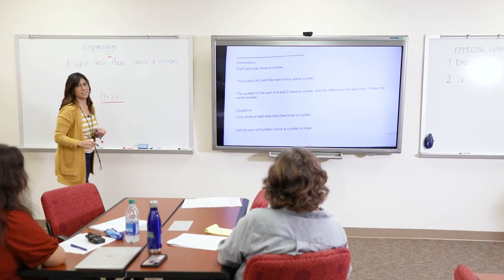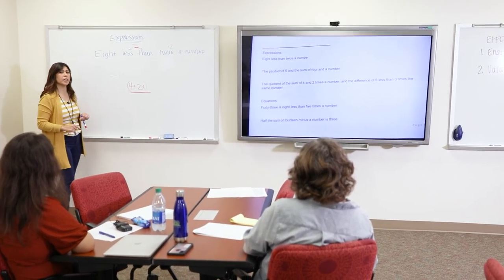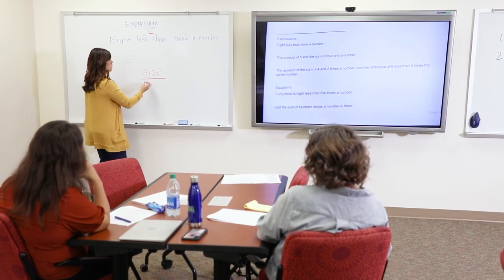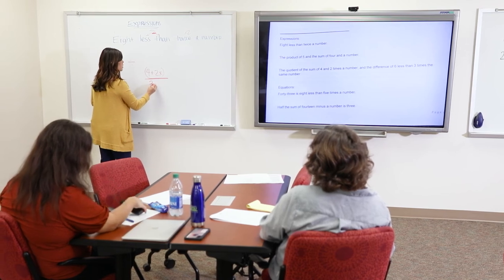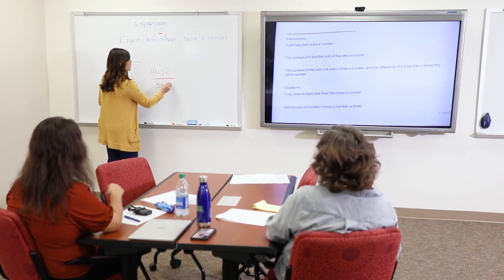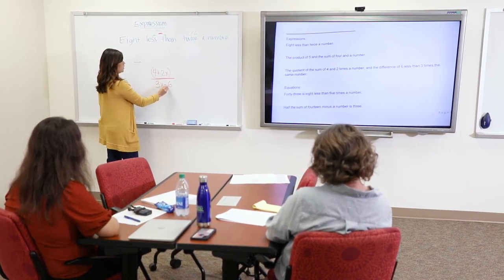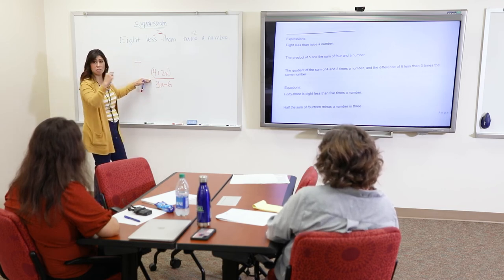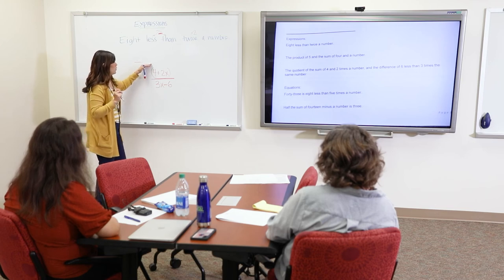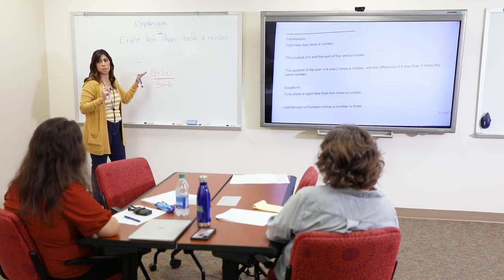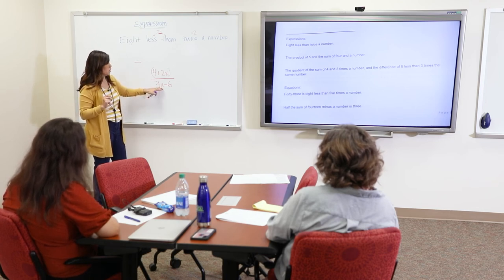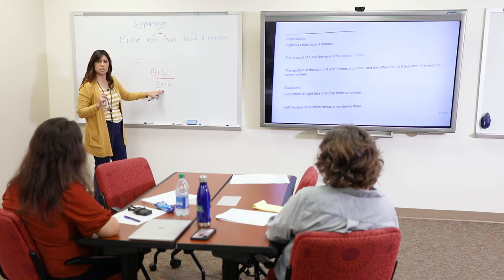Lovely. So I said, don't shut down. What does that look like? 3x minus 6. Okay. And the difference of 6 less than 3 times a number. So the quotient of, division bar, of the sum of 4 and 2 times a number, divided by, or this is the other part of the quotient, 6 less than 3 times a number. Do you see it?